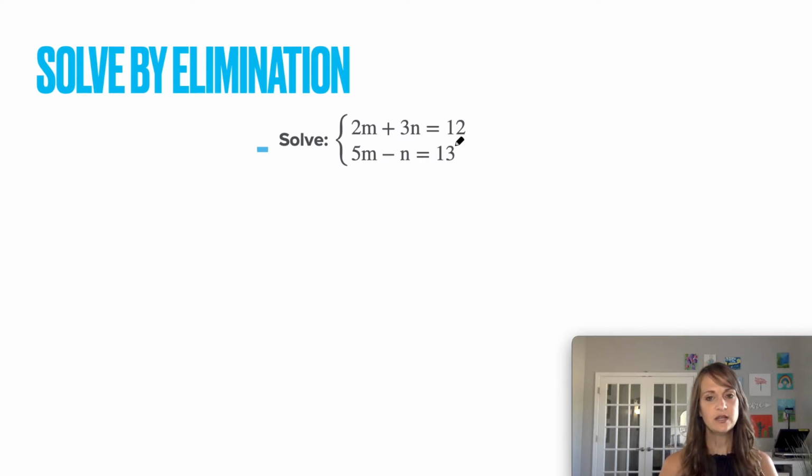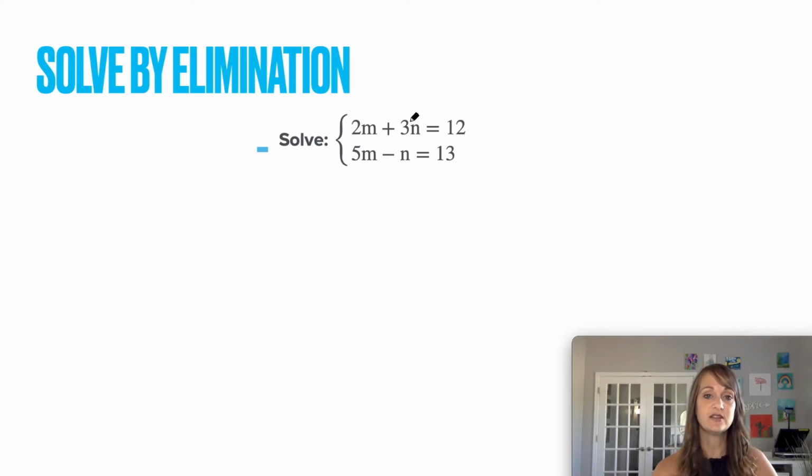In order to eliminate a variable, you have to have the same coefficient in front, which we've talked about in the past. The coefficient is the number in front of the variable. So in this case, 3 is the coefficient. So the variable will have to have the same coefficients in front, and they will have to have opposite signs in order for them to cancel each other out.